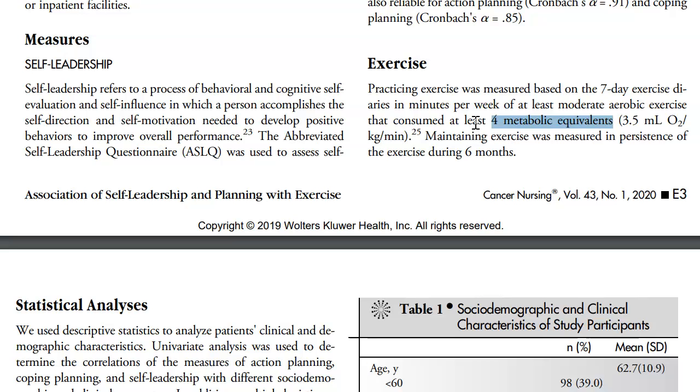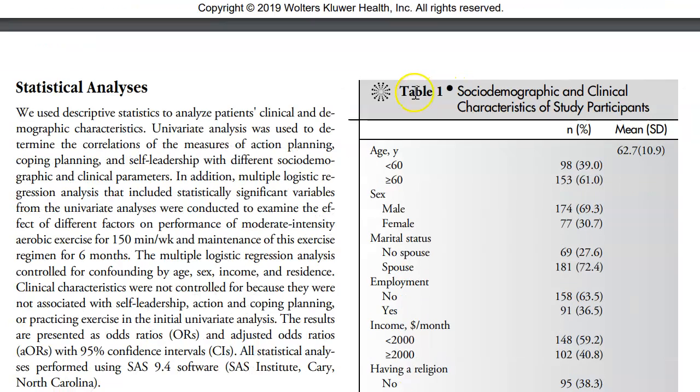And then maintaining exercise was measured in persistence of the exercise during 6 months. Okay, so in this case, they wanted them to get at least 150 minutes of exercise in a 7-week period with at least 4 metabolic equivalents. So I don't know exactly how they did that, but we'll see later. And then maintain exercise. They wanted to maintain that exercise for at least 6 months. All right.